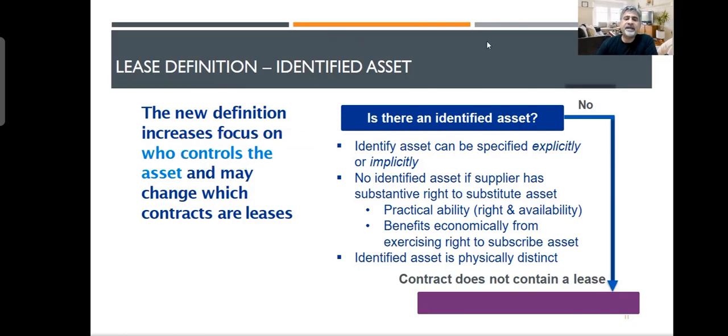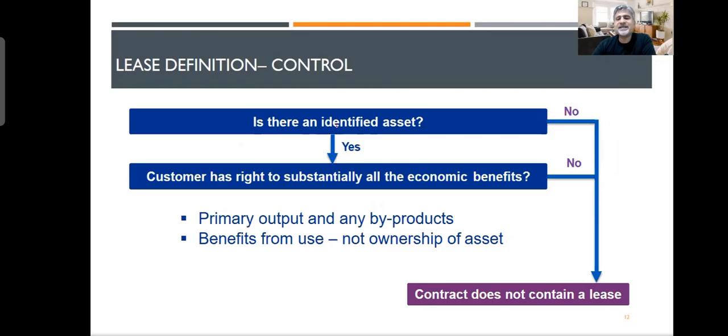And then identified asset. These are the two areas we focus on: one, who controls, and two, whether the asset is identified or not. Because if the asset is identified, it is a lease. Control: is there an identified asset? Yes. Does the customer have the right to substantially all the economic benefits? If no, it is a contract. If yes, it is a lease.